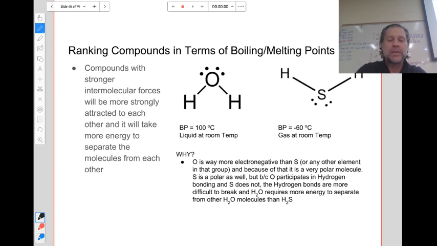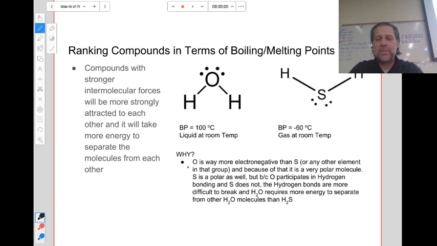So because oxygen is significantly more electronegative than sulfur or any other element in that particular group, remember the group is the up and down on the periodic table. They're not going to see this table, this group right here. The periodic table that you need, but I refuse to give you.